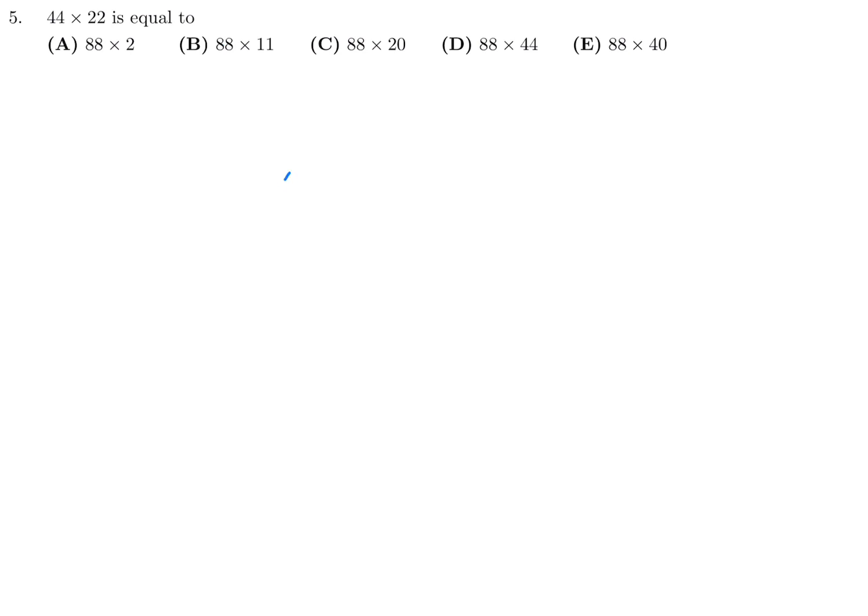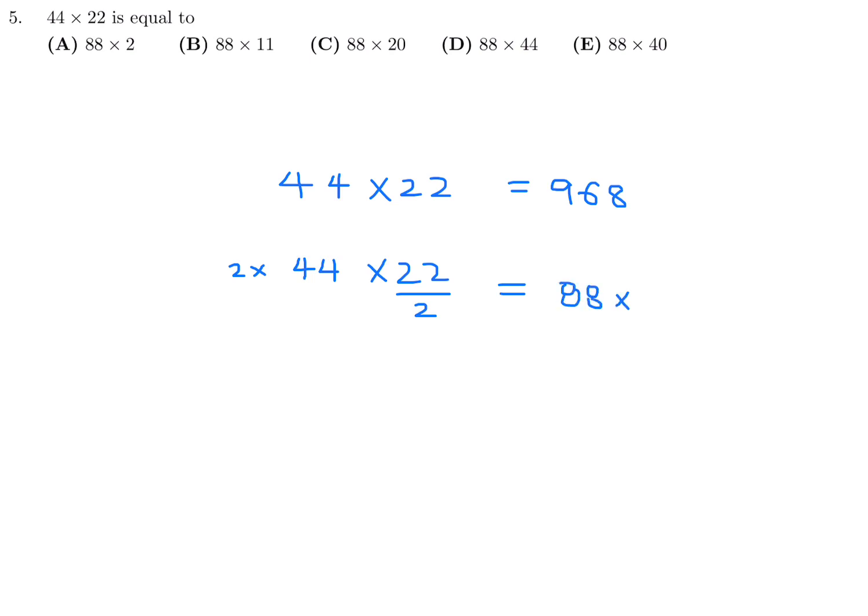44 times 22 is equal to 44 times 22. Well, you can do it the long way, which is multiplying it all out, which is 968, and then calculating each one of these. Or what you can quickly recognize is that if I multiply this by 2 and then divide this by 2, I essentially have not changed the number, and 2 times 44 is 88, and 22 divided by 2 is 11, and that's exactly what this is. So number 5, the answer is B.